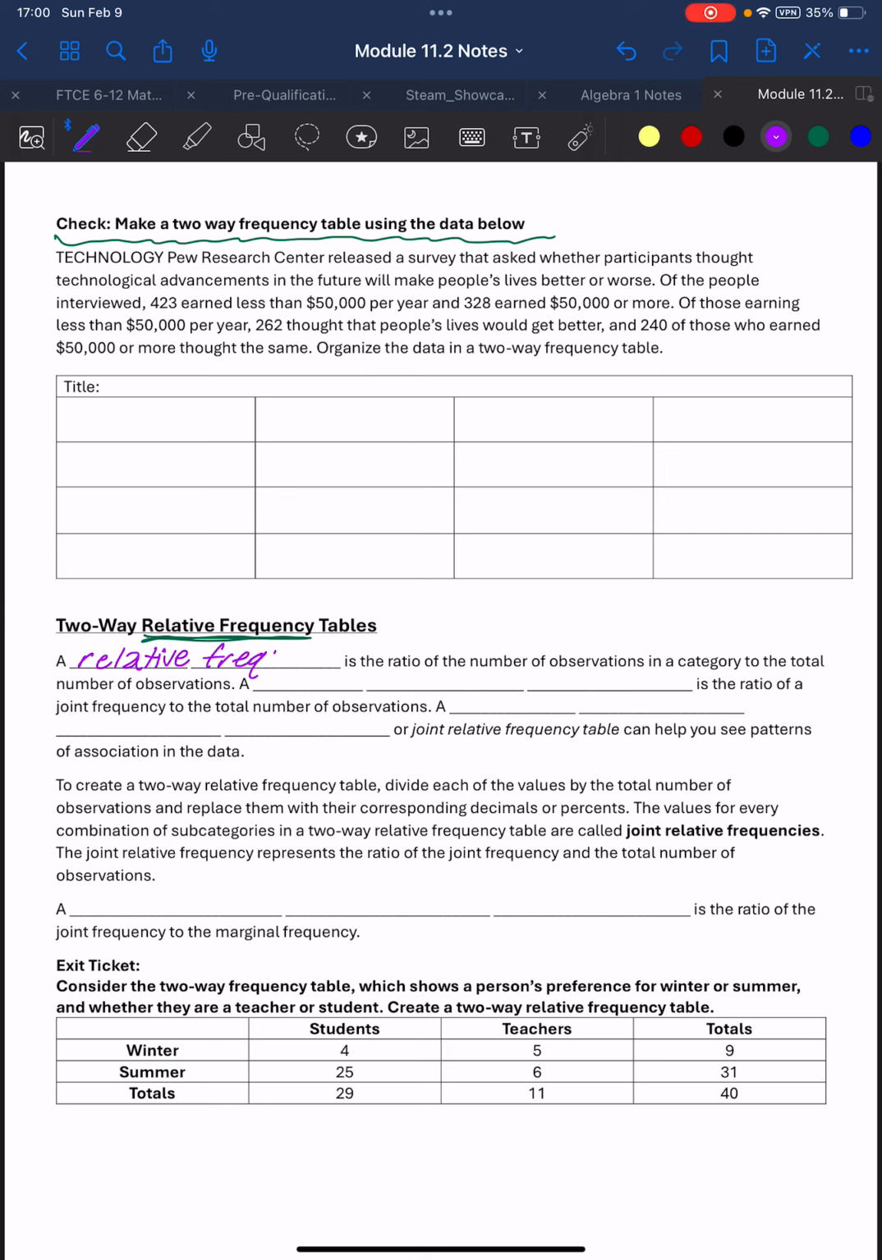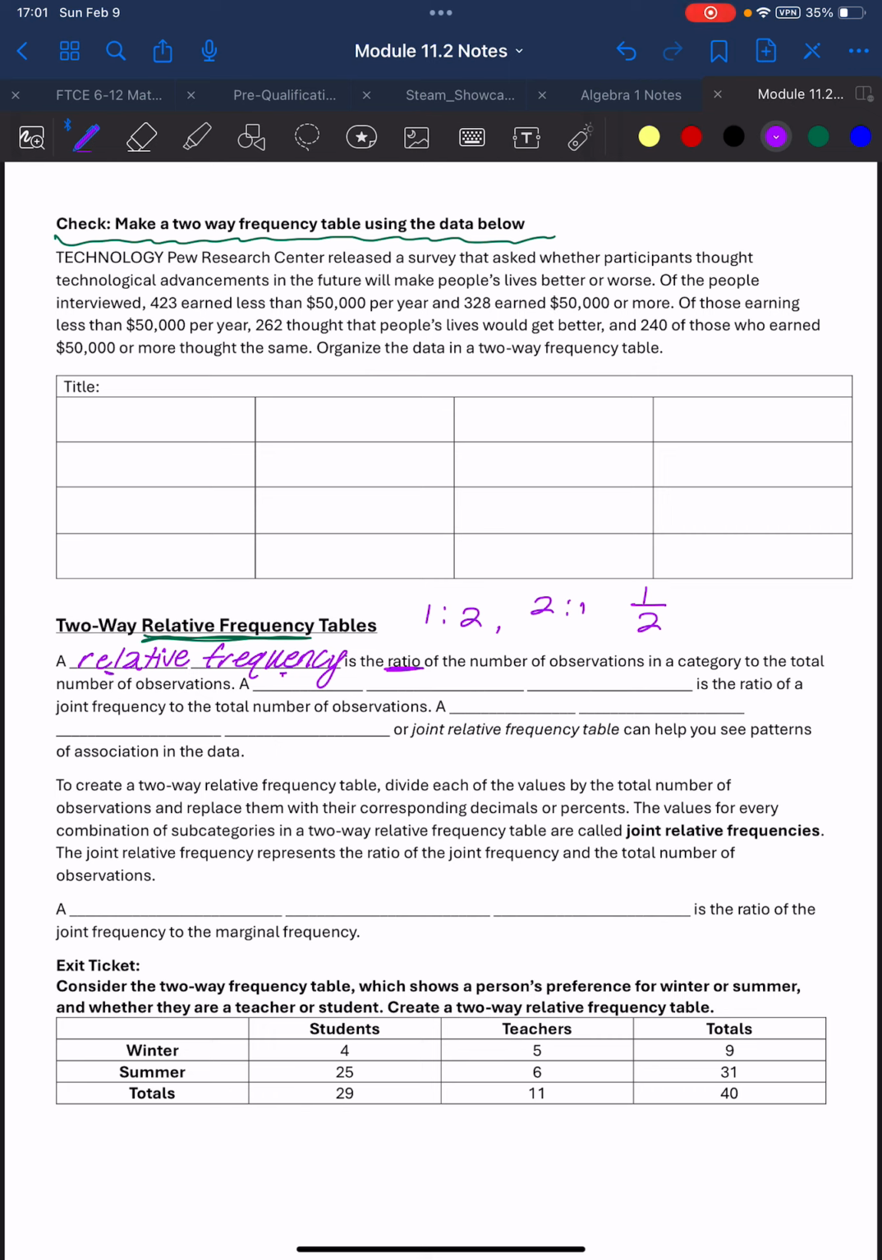Frequency. Okay, so you should be filling this out. A relative frequency is the ratio of the number of observations in a category to the total number of observations. All right? Remember, whenever you think of ratios, think of a relationship, comparison, or fraction. Usually when we think about ratios, let's say we have a 1 to 2, or a 2 to 1, or half. These are what we call ratios. So just think of it that way.